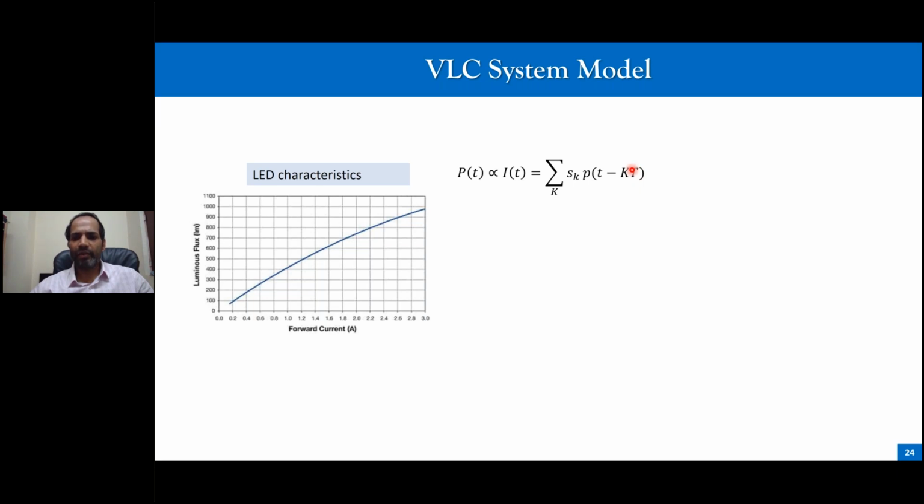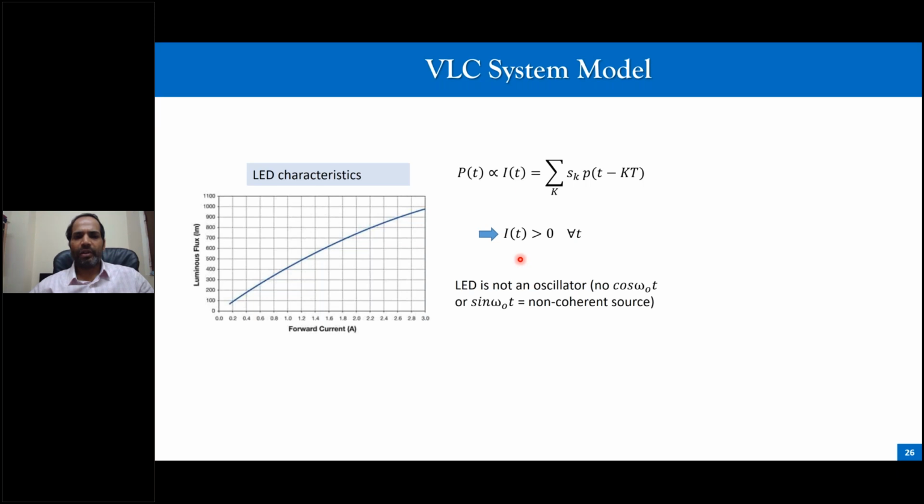What is the data rate of this system? Data rate is 1 by T, right? So we are transmitting a symbol at every capital T. So this is my information signal, okay? And this information signal comes in the form of the current, and this current produces the suitable power. Now we know that this current i(t) has to be positive because it's a diode, right? So this is one restriction on what can be i(t).